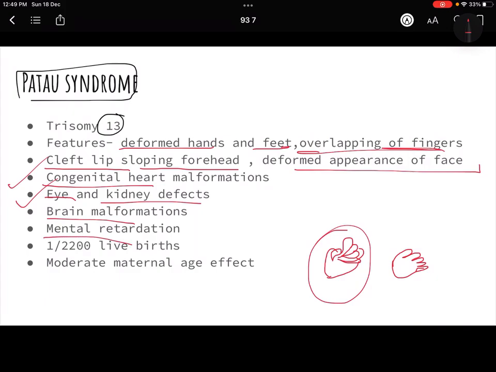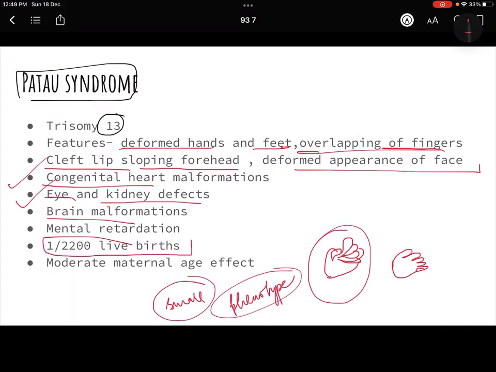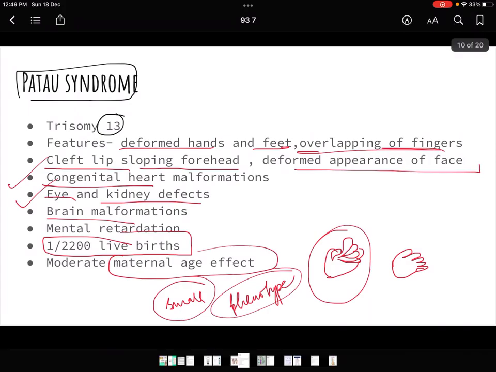So that means a lot of health effects are there. ठीक है ना? So you can see a small mutation can have such a big expression on our phenotype, and not only the phenotype, on our health, survival, everything, right? So it occurs 1 in 2200 live births, and there is a moderate maternal age effect. That means if the mother ages more, then there are possibilities that the mother can have a child with the Patau syndrome.